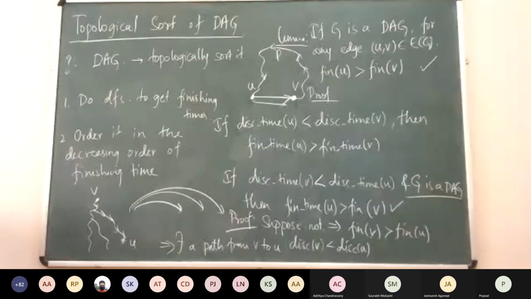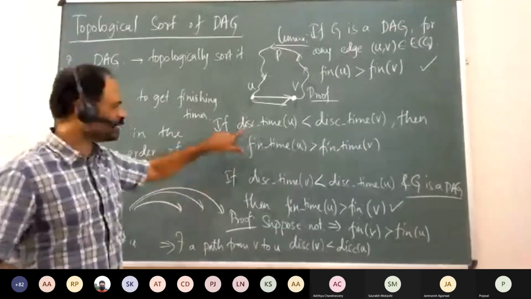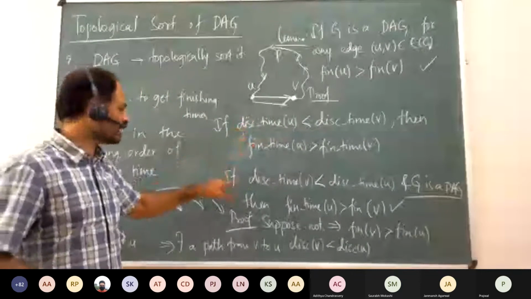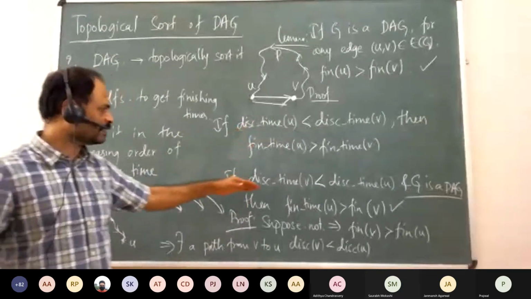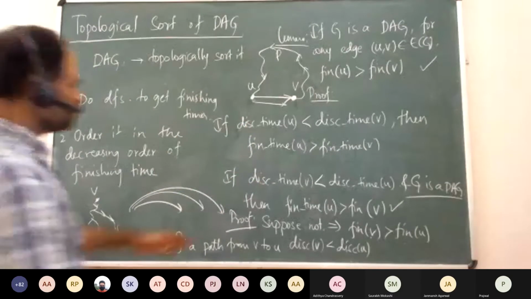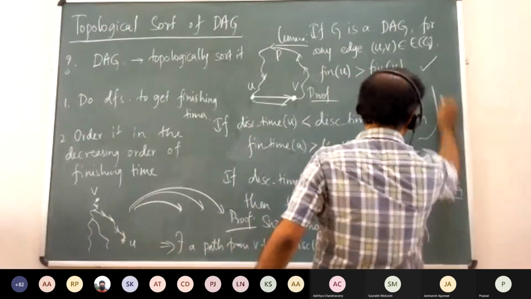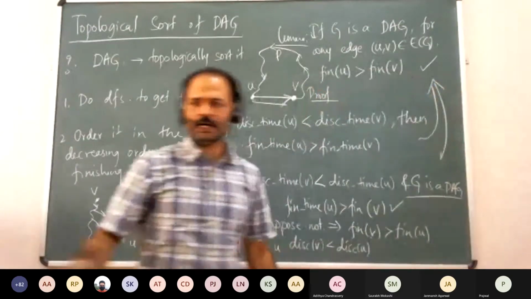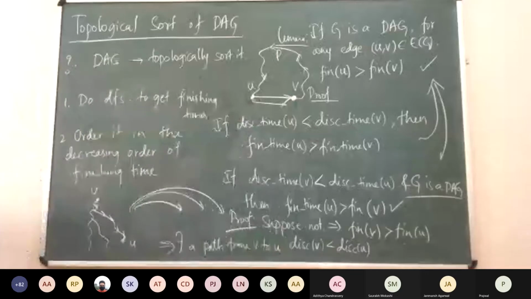So notice that the first statement is true in any graph. The second case is true only when it is a DAG, right? Both of these combine to imply that once the given graph is a DAG and there is an edge xy, the finishing time of x will always be greater than the finishing time of y.